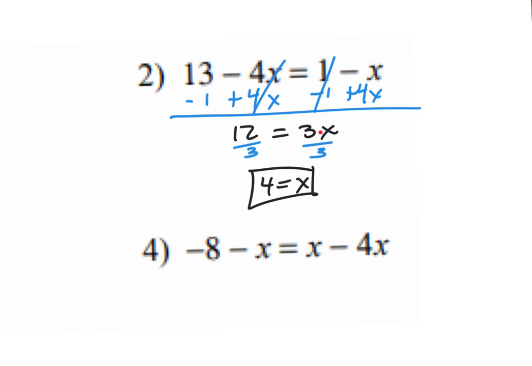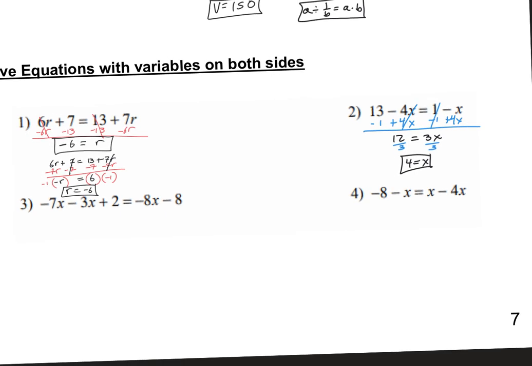What's happening to my variable? It's being multiplied by 3. Therefore, I need to divide both sides by 3. These would cancel. 12 divided by 3 is 4. And there's my answer. X equals 4. Hopefully you're seeing how this works.